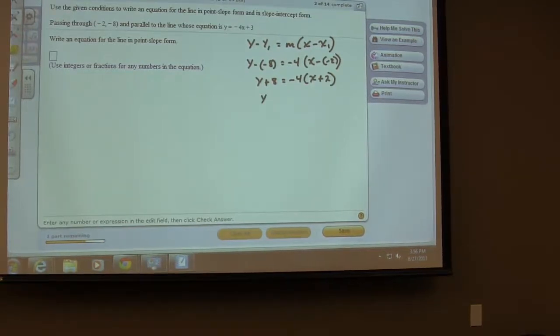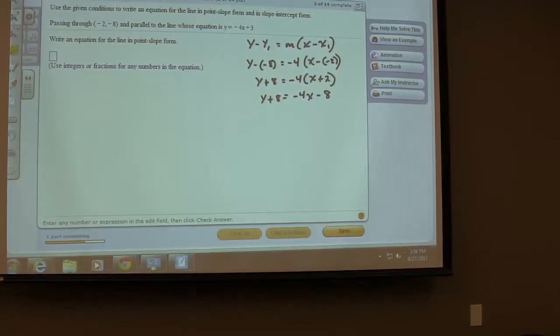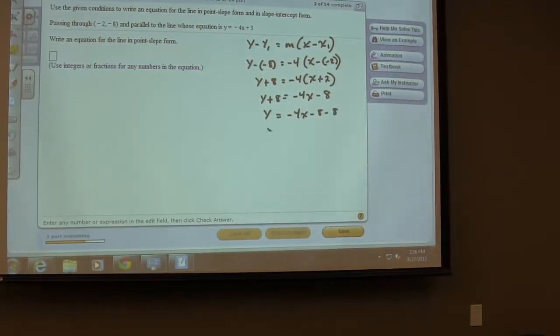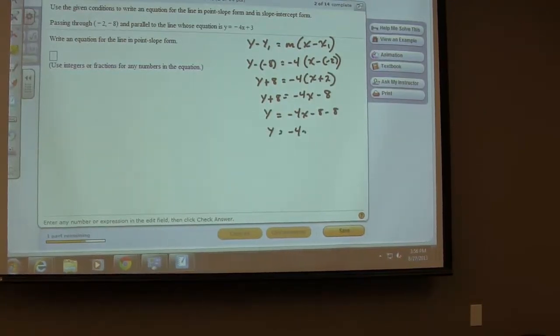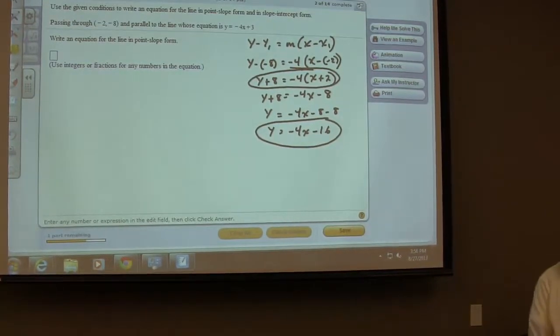So first of all, let's do the distribution. Minus 4x, minus 4 times 2 is minus 8. Now we need to subtract 8 from both sides. So that would be y equals minus 4x minus 16. And again, that would be the slope-intercept form, and this is the point-slope form.